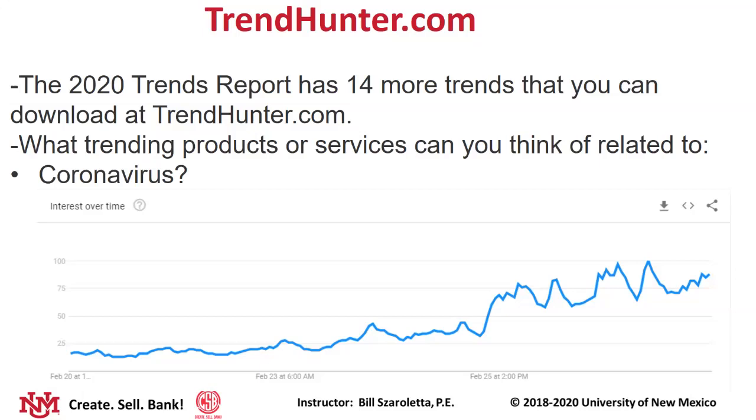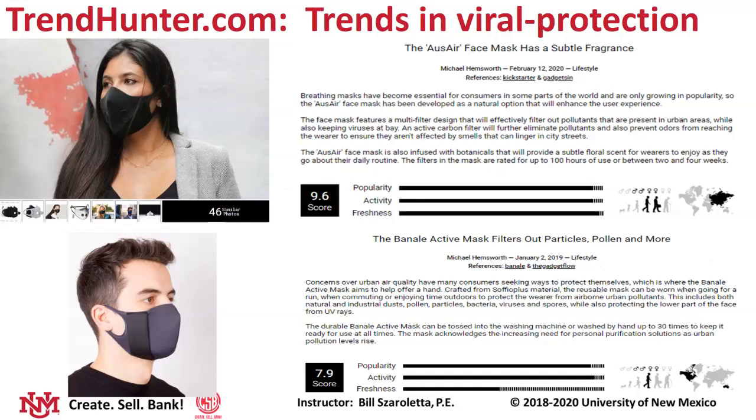But this is something you can get. But what's trending right now besides the Democratic primary contest is coronavirus. And so I type that in, and interest over time, it's going up, and it is going to continue to go up. So what products and services can you think are related to coronavirus? Well, how about masks that have viral protection built in? Now, I'm not recommending these. I'm just saying, as an example, getting masks.